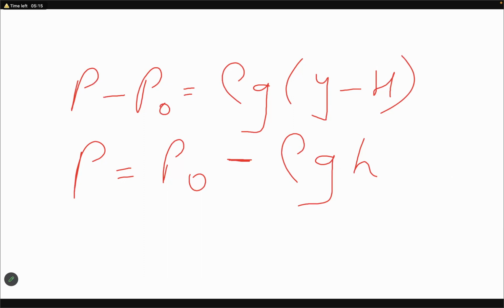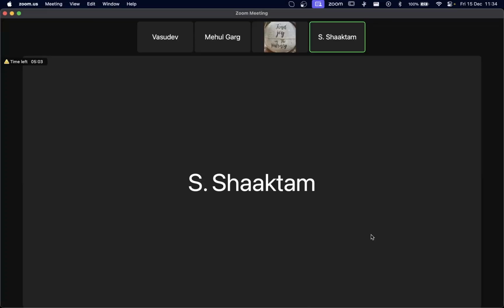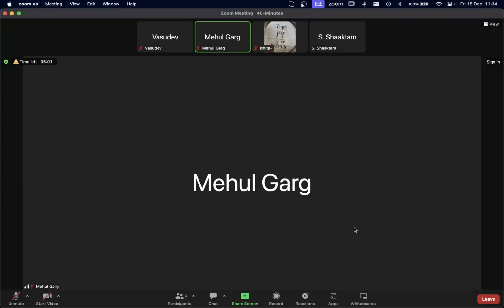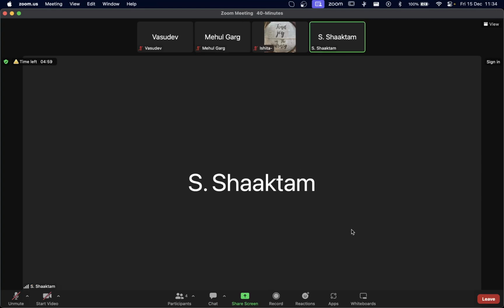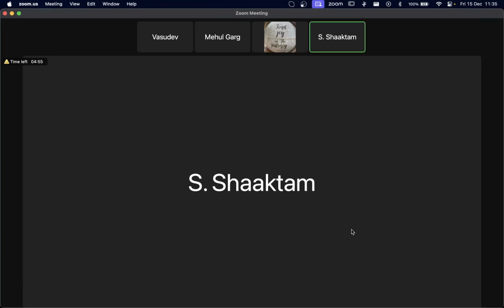Let me highlight what small h is to us. Small h is the distance or depth from the top. That is what we have. Small h is the depth from the top. Is it fine? So, small h being the depth from the top, we get P equal to P naught minus rho g small h, right?